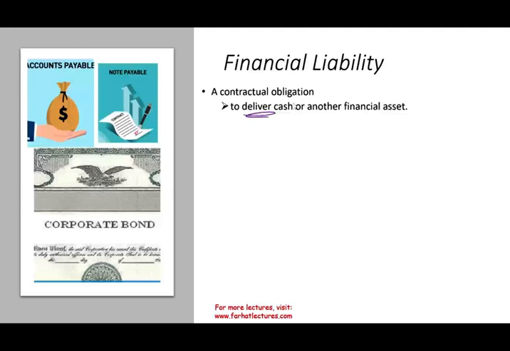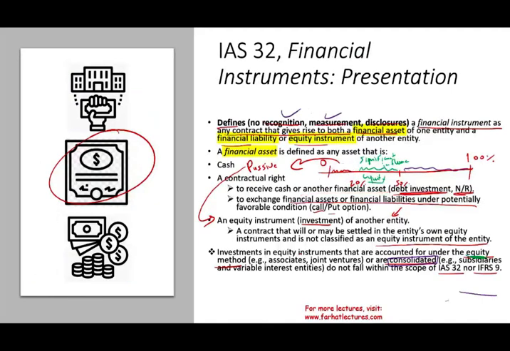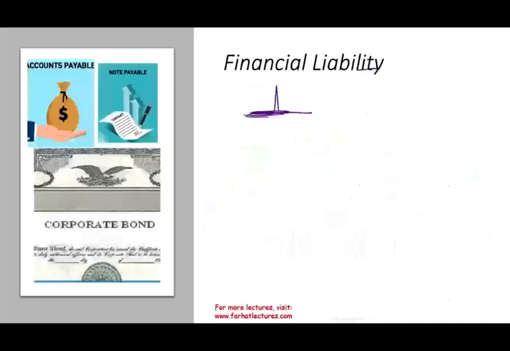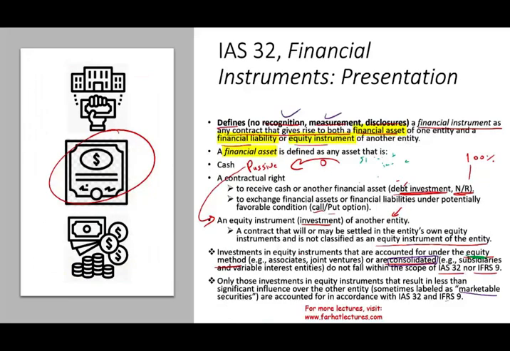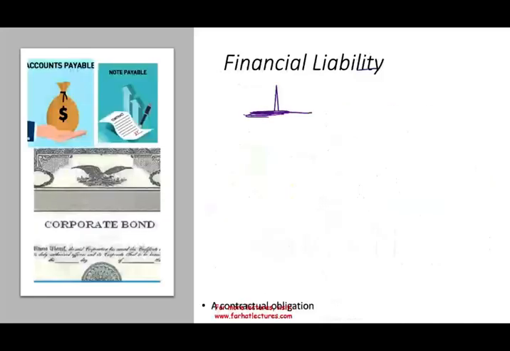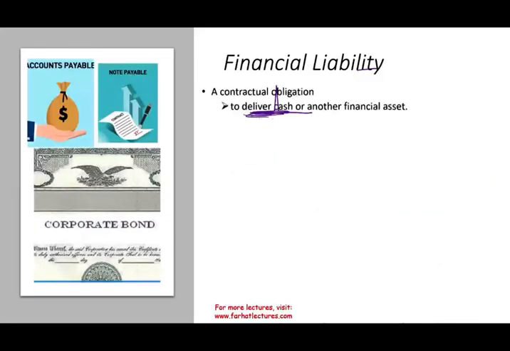So notice, maybe this is interesting. Notice, a financial liability is going to ask you to deliver cash or another financial asset. Let me just erase this and highlight financial asset, just to show you it's kind of the opposite. If you look at the definition of financial asset, it's the right to receive cash from another entity. Notice, one company could have a financial liability, and the other side will be the financial asset, okay?